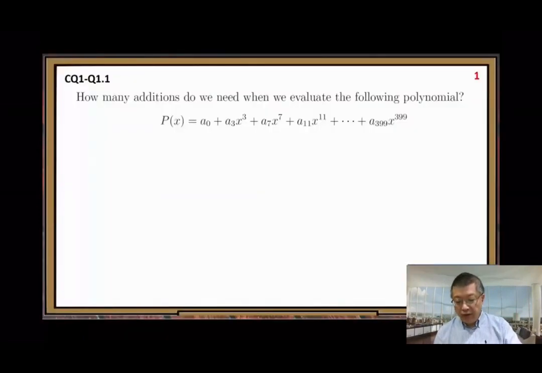First, I'd like to explain the notation for the question number. Here you can see CQ1 means comprehension question set number 1. After that, after the dash, I divided the question number into 2 parts. The first part, Q1 before the dot, is the question number in the current set. So I call it a local question number.